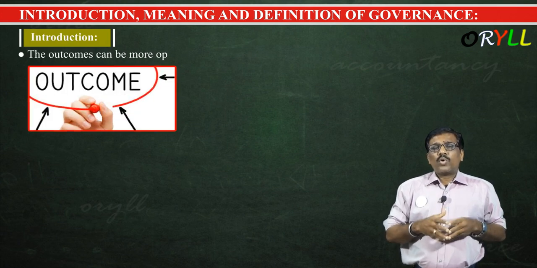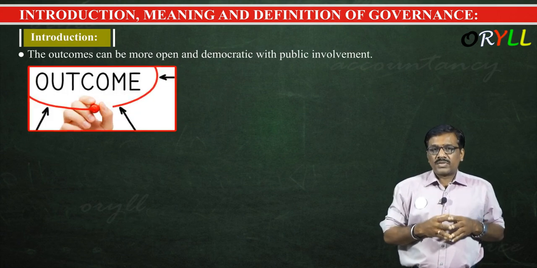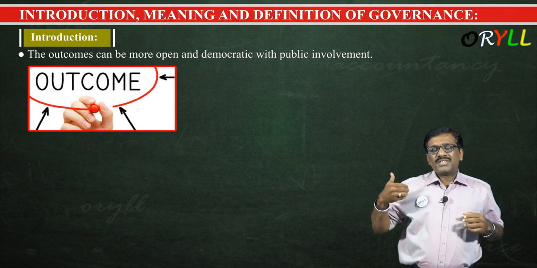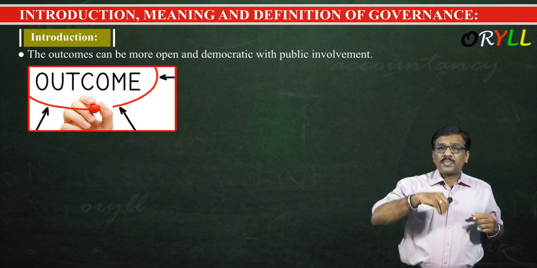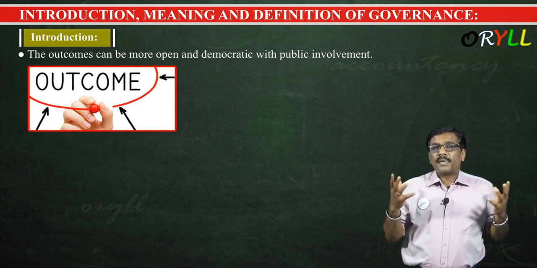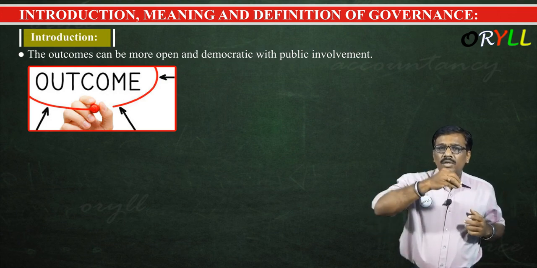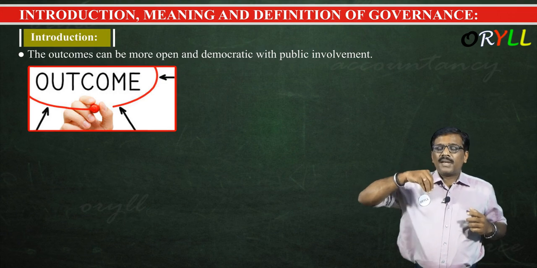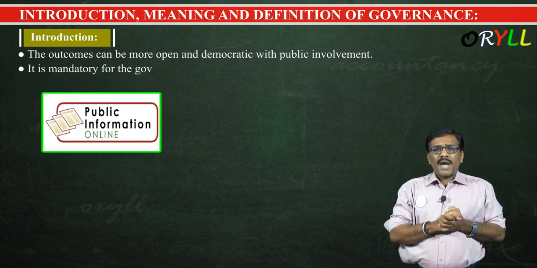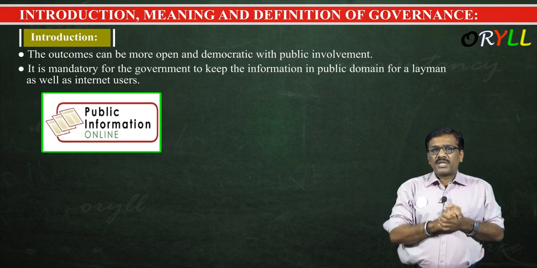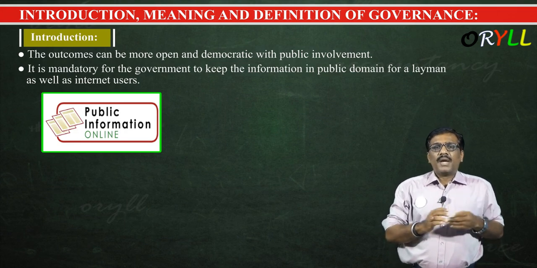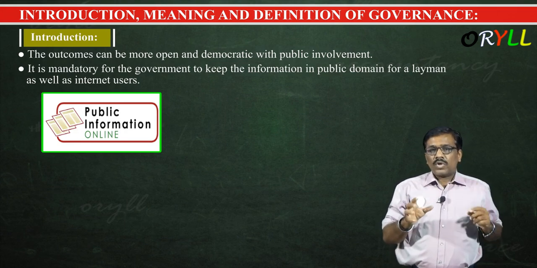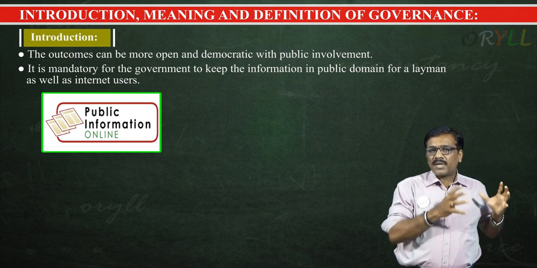The outcomes can be more open and democratic with public involvement. See, whatever this governance is delivering, if there is public involvement, people's participation, then the outcome will be more open and democratic, because you are involving all the people in this process. It is mandatory for the government to keep the information in the public domain for a layman as well as internet users. See, it is compulsory for the government to keep whatever information it has open.